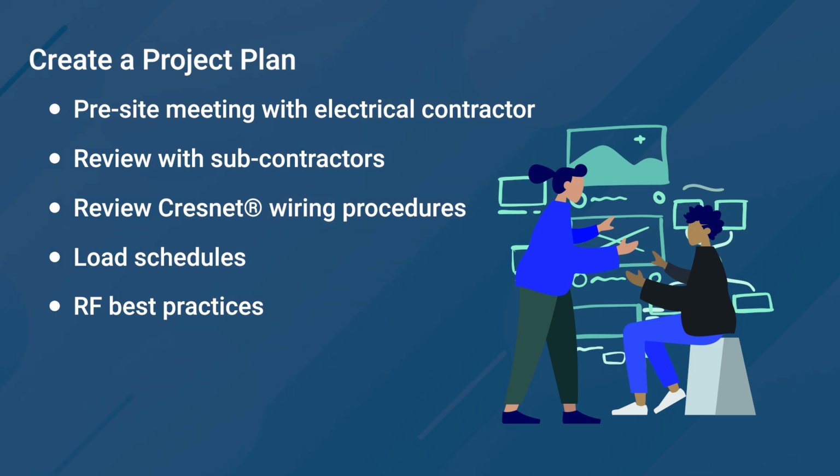Review any subcontractors that may be involved, and review Crestron's CrestNet cabling procedures. In some instances, the agent may need to review how to properly terminate a CrestNet connector. Landing and load schedules for wiring. If a wireless lighting system is involved in the project, it is recommended to review the RF Best Practices Guide, which is available on the Crestron website, product pages, or in online help.